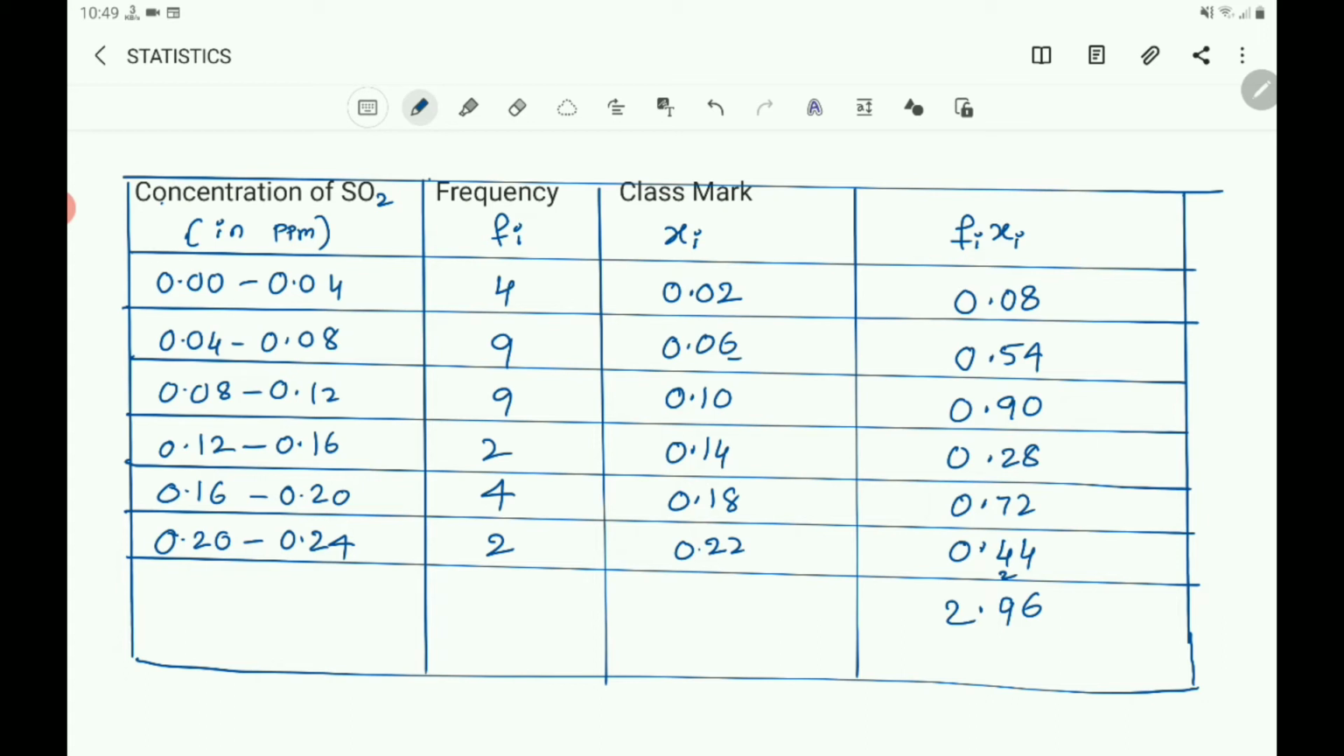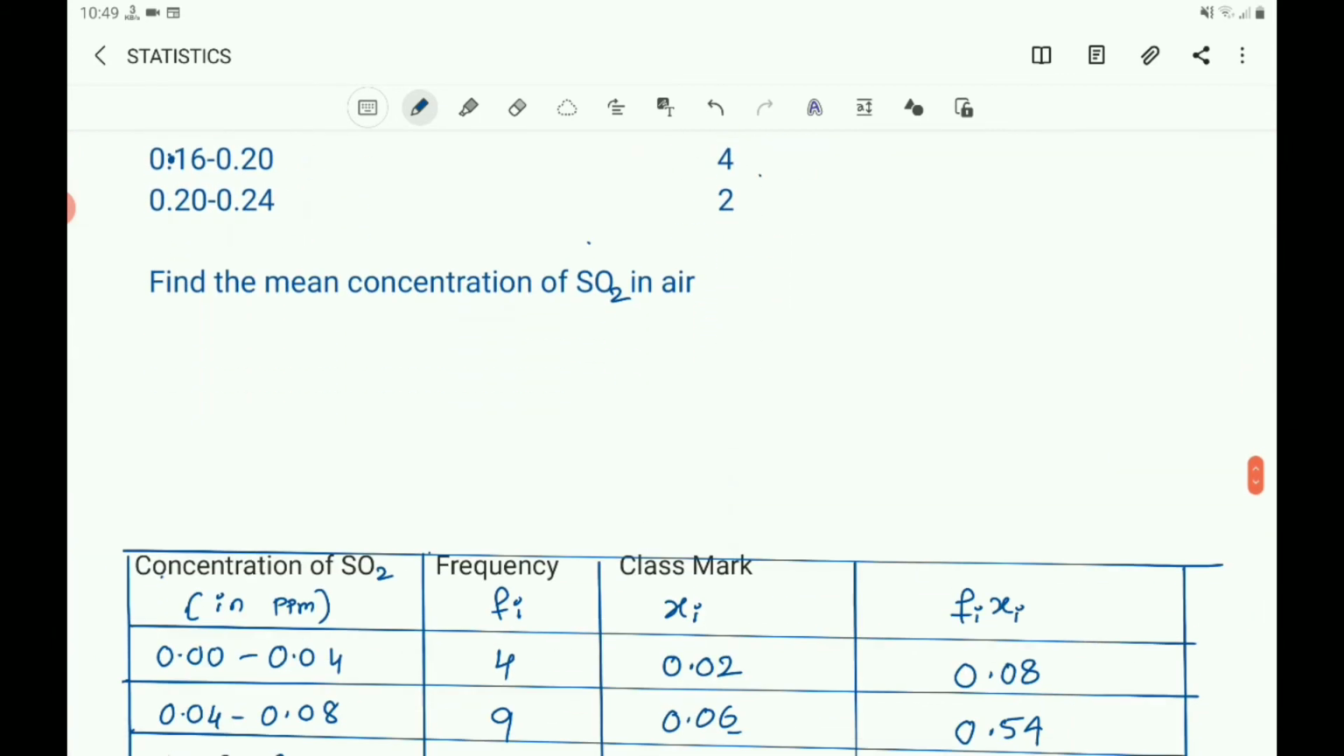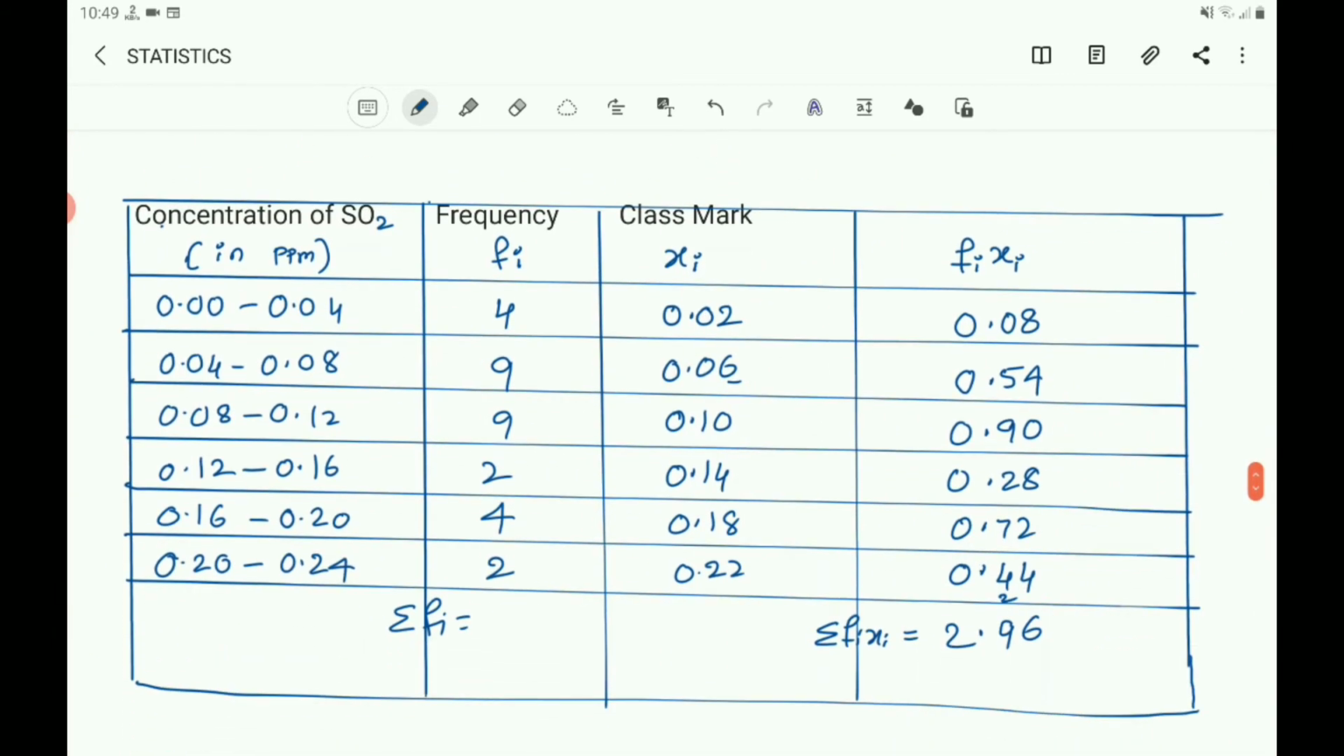So you will get 2.96, that is sigma Fi xi. Then sigma Fi, the summation of Fi: is the total number of cities given? No, it is not given. Then find the sum of all Fi, that is 4 plus 9 is 13, 13 plus 9 is 22, 22 plus 2 is 24, 24 plus 4 is 28, 28 plus 2 is 30. Here you got 30.